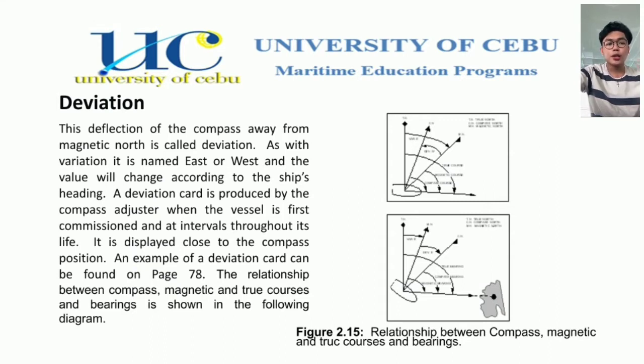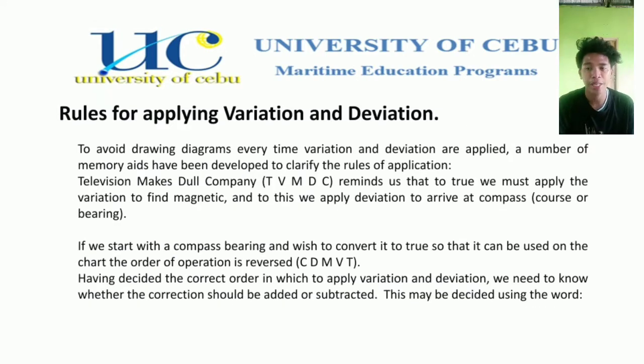A deviation card is produced by the compass adjuster when the vessel is first commissioned and at intervals throughout its life. Rules for applying variation and deviation: to avoid drawing diagrams every time variation and deviation are applied, a number of memory aids have been developed to clarify the rules of application. "Testing makes dull company" reminds us that to the true we must apply the variation to find magnetic, and to this we apply deviation to arrive at compass course or bearing.